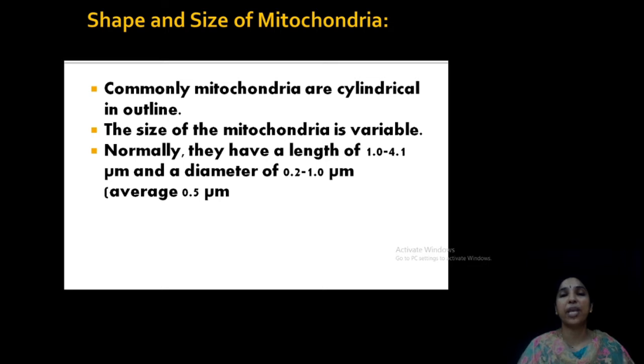While discussing the shape and size, usually the mitochondria have a somewhat cylindrical outline, and the size is variable, generally between 1 to 4.1 micrometer in length, and the diameter is 0.2 to 1 micrometer.